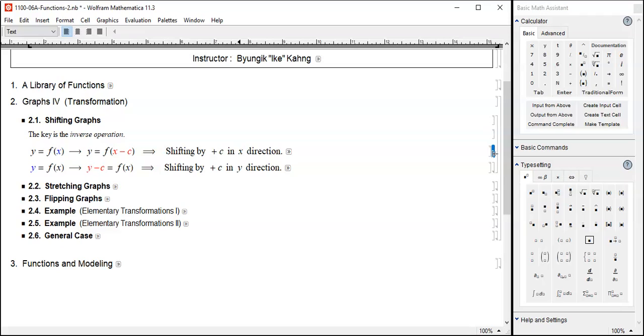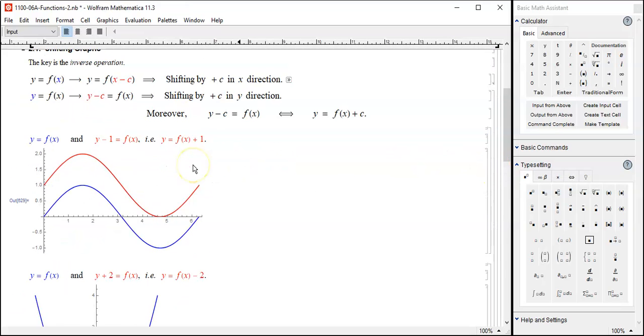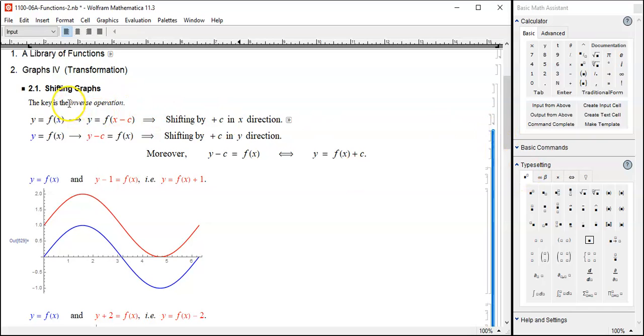Now, how about vertical shifting? Again, the key is the inverse operation. Let's look at this example here. Original is blue graph, and then I'm going to move it up by 1 unit, or plus 1 unit in the y direction. How do I do that? Remember the inverse operation. Replace y by y minus 1. You see, I'm going plus 1 in y direction, so we need y minus 1. Inverse operation.